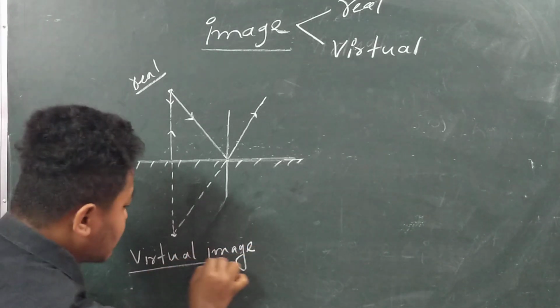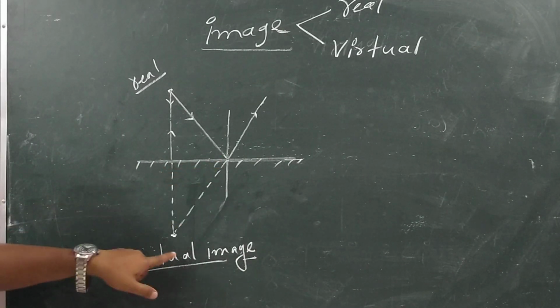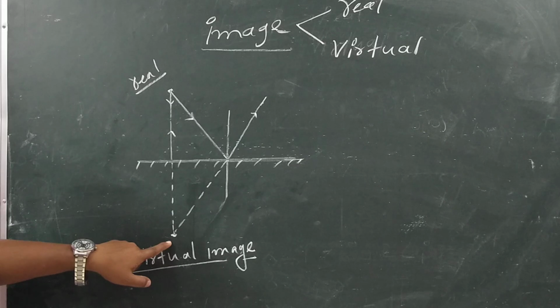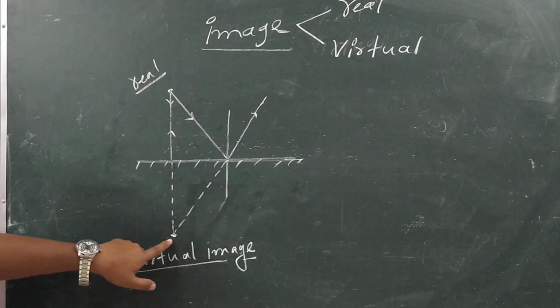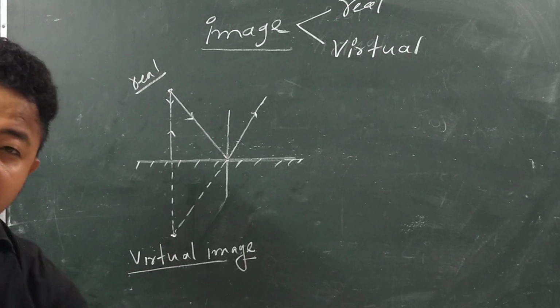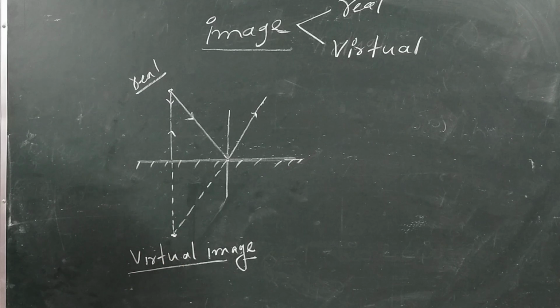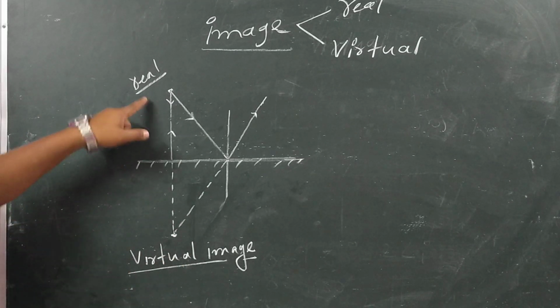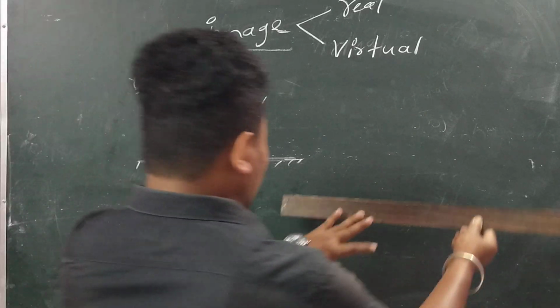Why is it a virtual image? Because the reflected rays are not actually meeting, or you can say the reflected rays appear to meet at a particular point after being reflected. Am I clear? So this is your virtual image. So a real object is producing a virtual image. One more situation you can consider.